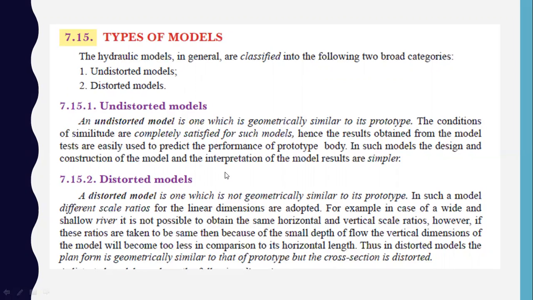A distorted model is one which is not geometrically similar to its prototype. That is a very important thing. In such a model, different scale ratios for the linear dimensions are adopted. For example, in the case of a wide and shallow river, it is not possible to obtain the same horizontal and vertical scale ratios. If these ratios are taken to be the same, then because of the small depth of flow, the vertical dimensions of the model will become too small in comparison to its horizontal length. Thus, in distorted models, the plan form is geometrically similar to the prototype, but the cross section is distorted.